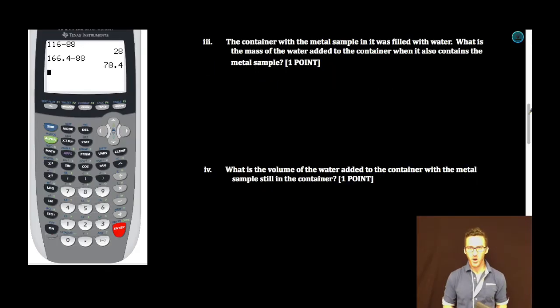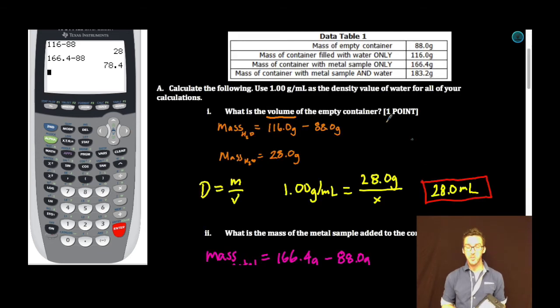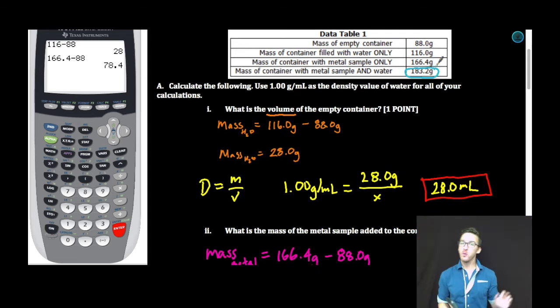Boom. Part 3. The container with the metal sample in it was filled with water. What is the mass of the water added to the container when it also contains the metal sample? Let's go back to our data table. Again, we're given another mass value. This mass value has the mass of the container, metal sample with the water in it, and we want the mass of just the water when the metal's in there. In other words, we want to get rid of the mass of the container and the metal. And we've got that right here.